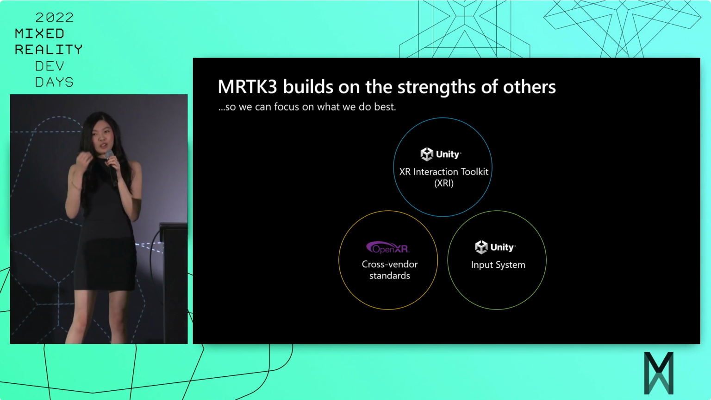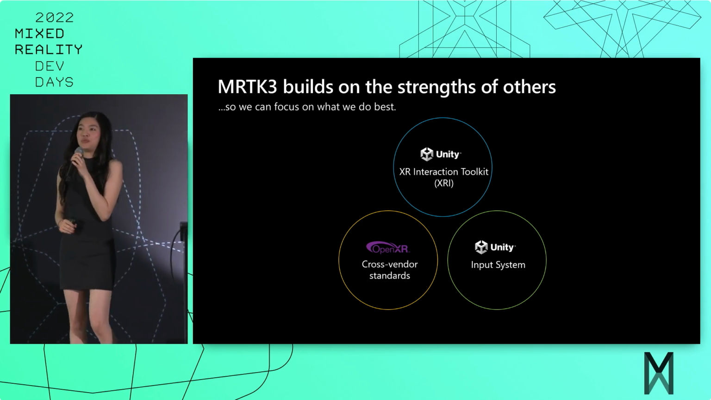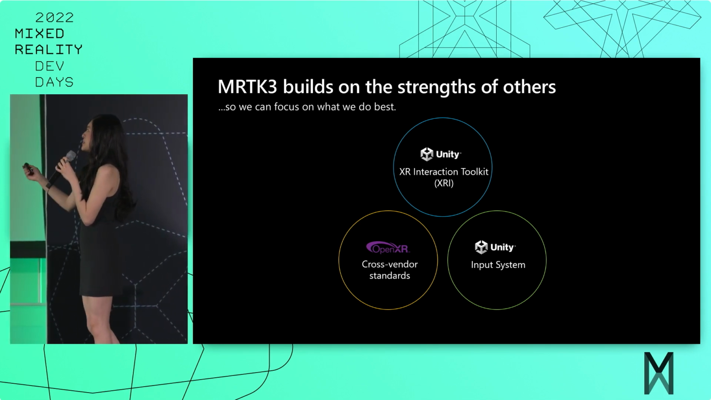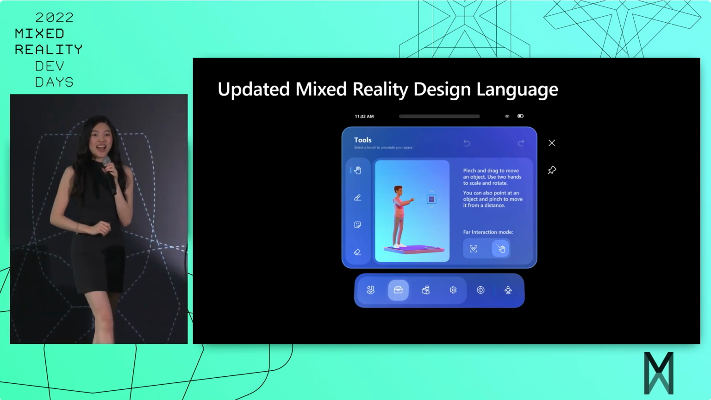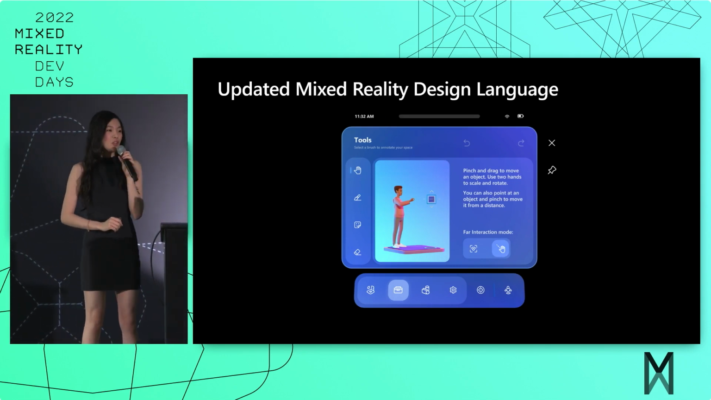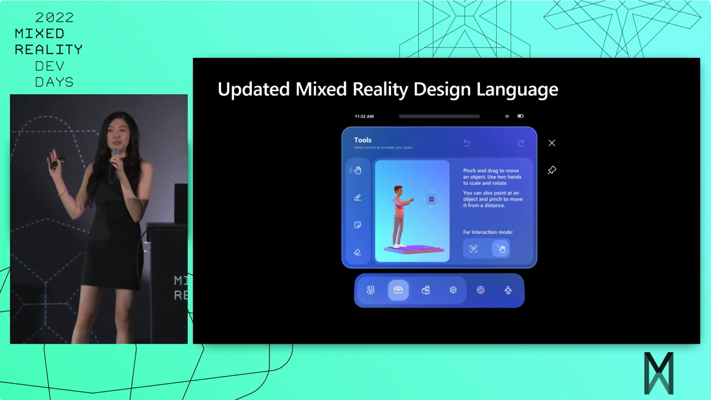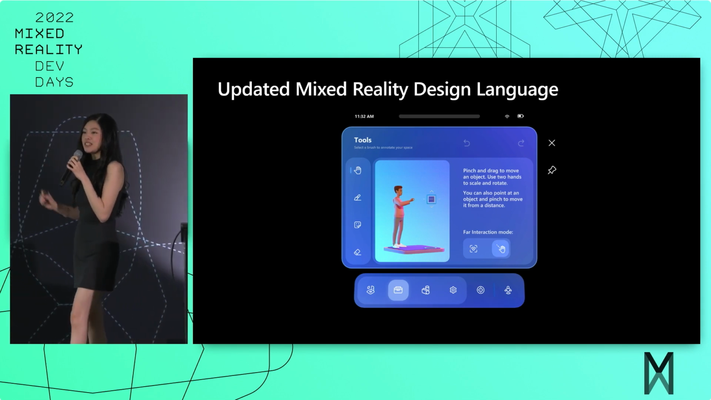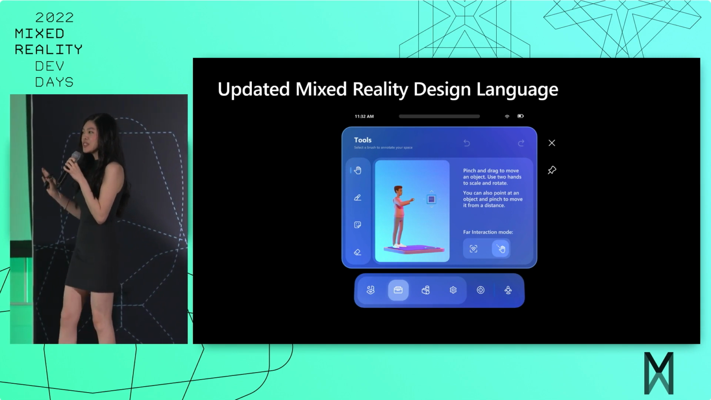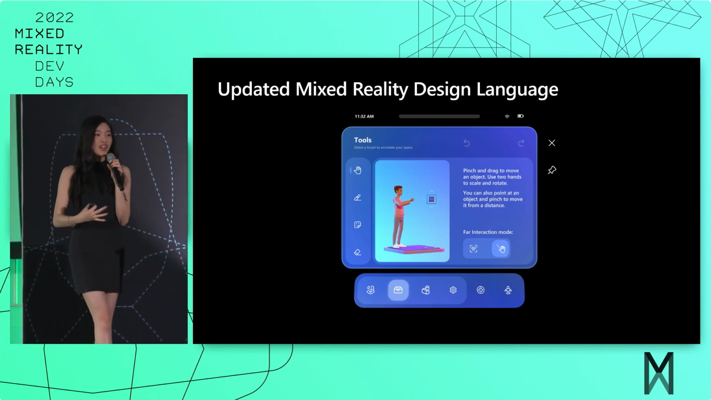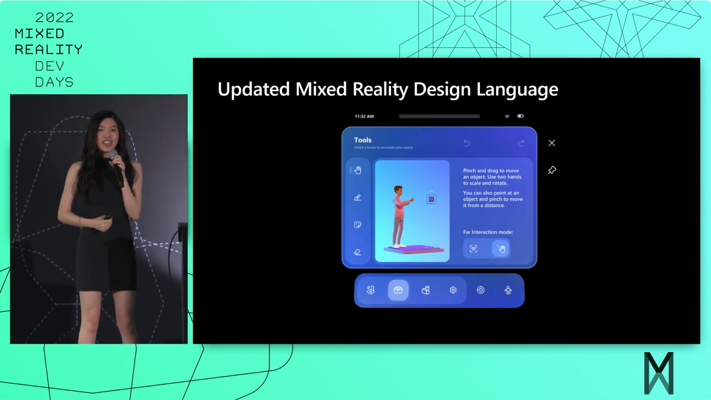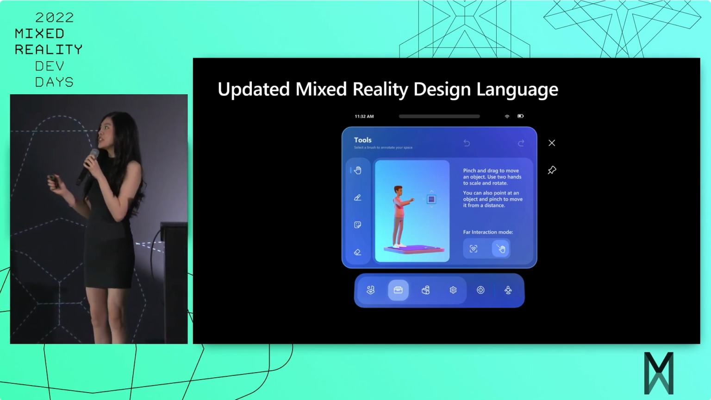And now I want to talk a little bit about the design innovation that we're doing at Microsoft. So in MRTK3, we have a brand new mixed reality design language. And if you use the Mesh app on HoloLens 2, you may have seen this in some places already. And this is the result of years of research our design team has done with our community and the engineers.